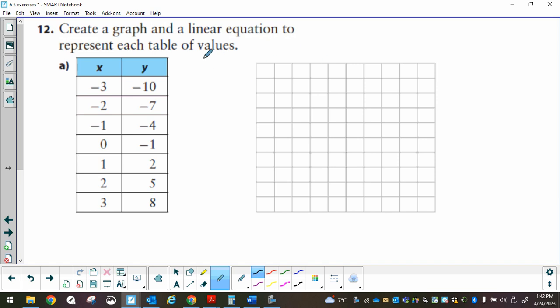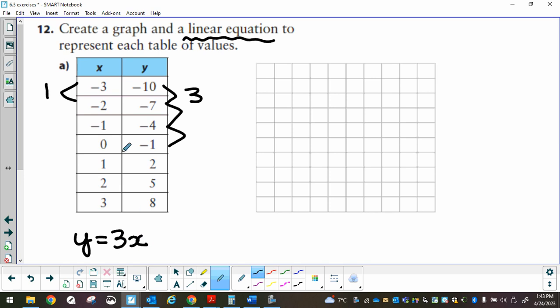Okay, I think that's probably pretty good there. Number 12 here, just wanted you to graph this table of values, which you could. But they also want you to create an equation, and this is good practice. Can you write the equation for this table? So I might do that quickly here. Y equals, we're going up by 3, going up by 1, so 3x. What's your 0 value? -1. So that is your equation.